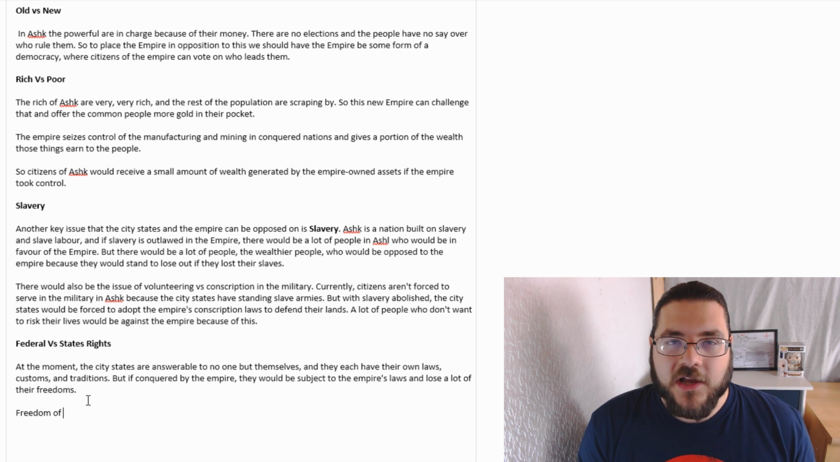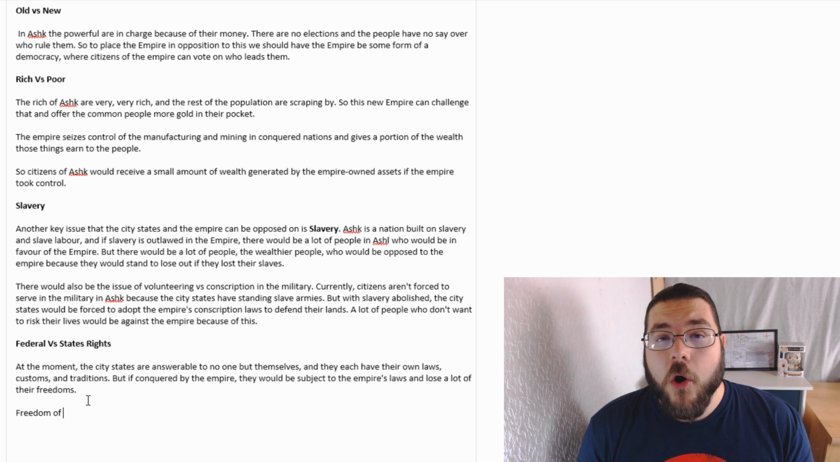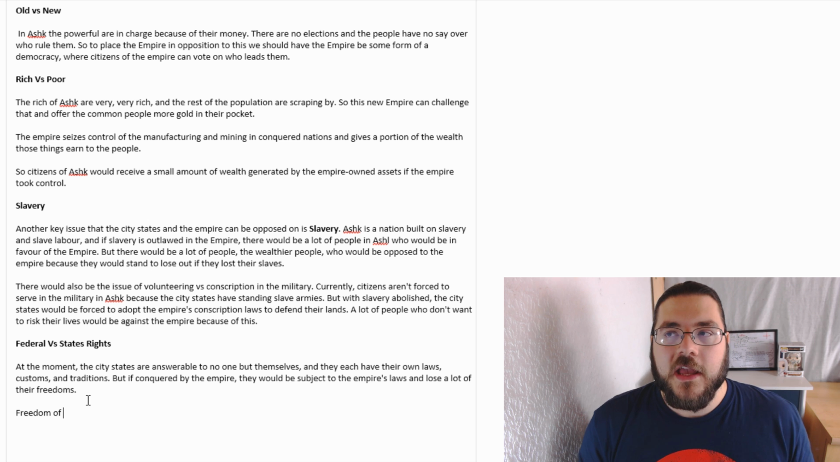So a lot of people in Ashk, while they might be very anti-slavery, or they might be very poor and would benefit from a monetary standpoint from being part of the Empire, they would lose their access to their religion. So they're not necessarily going to join up with the Empire because they would lose their religion.